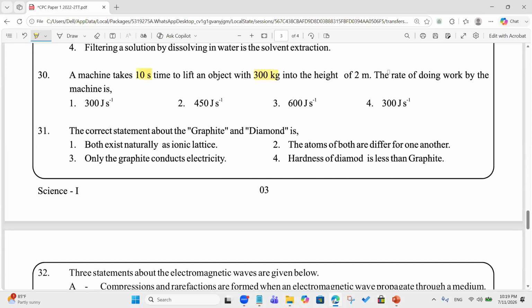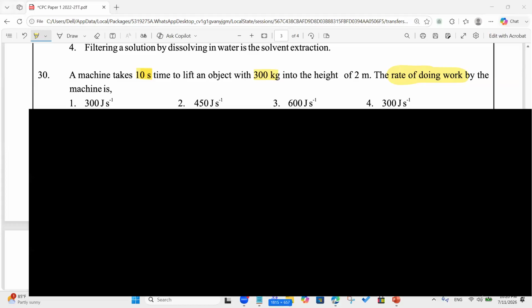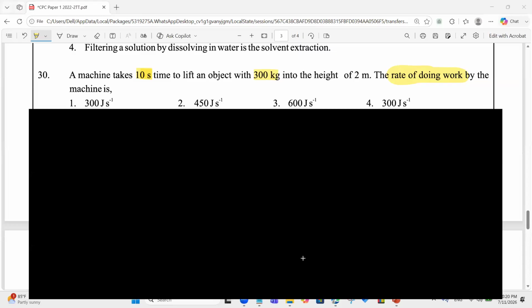How do you find the rate of doing work? Can you tell me another term for the rate of doing work? Power. How to find the power? Power equals work done divided by time, right? How do you find the work done?